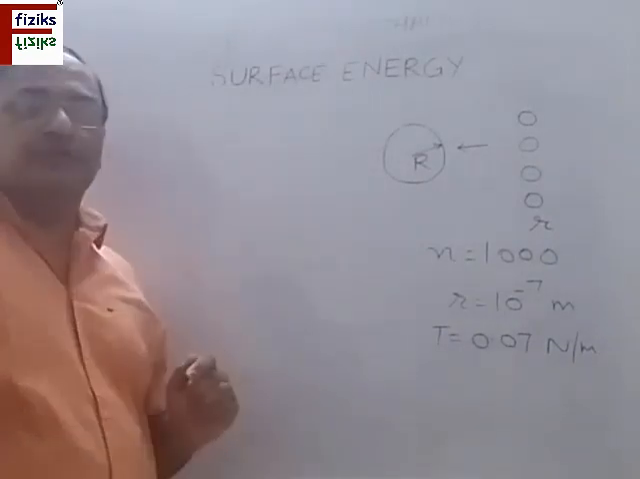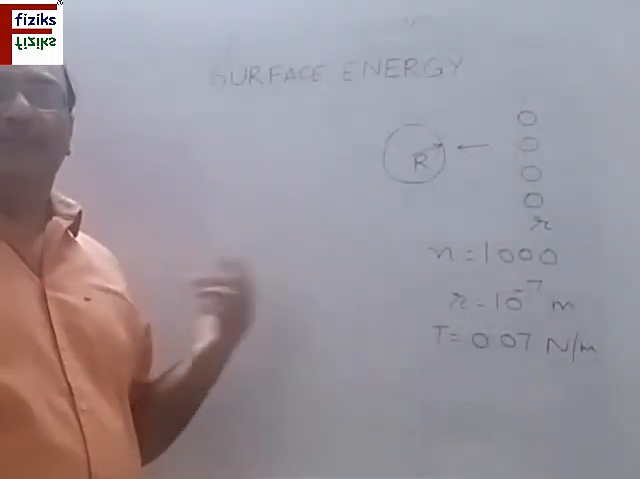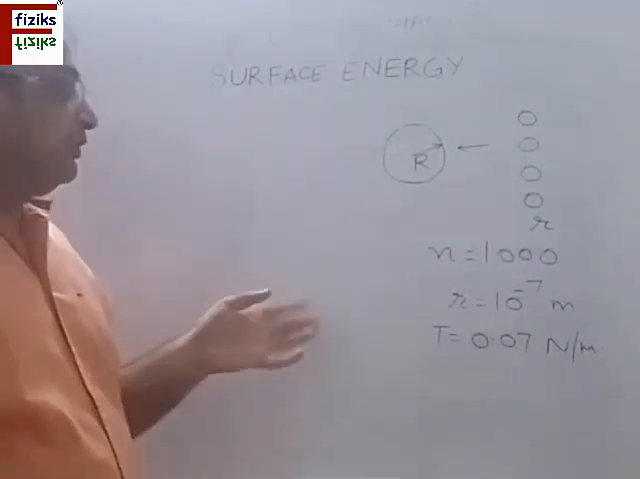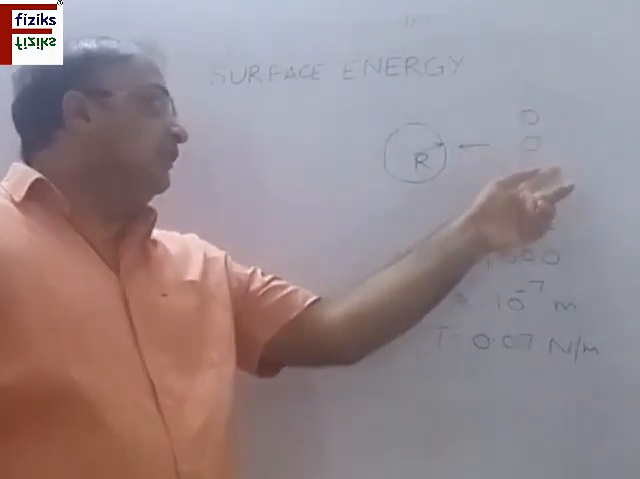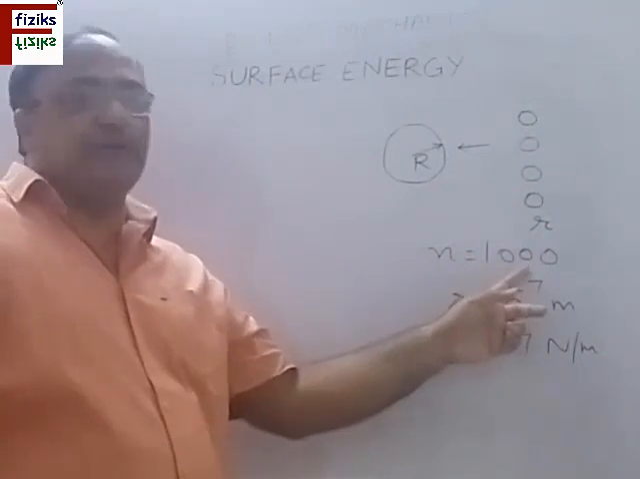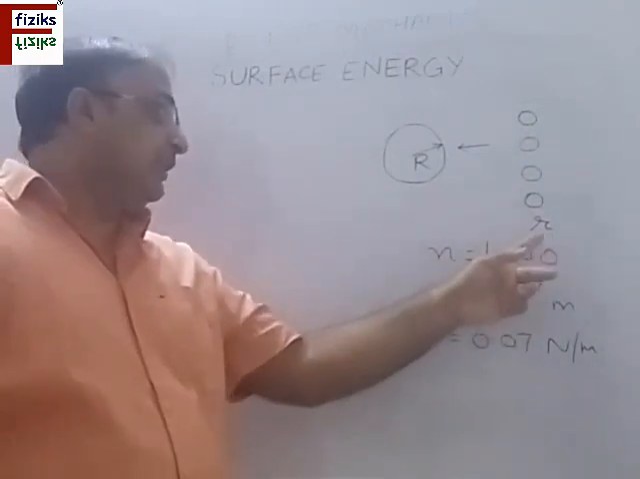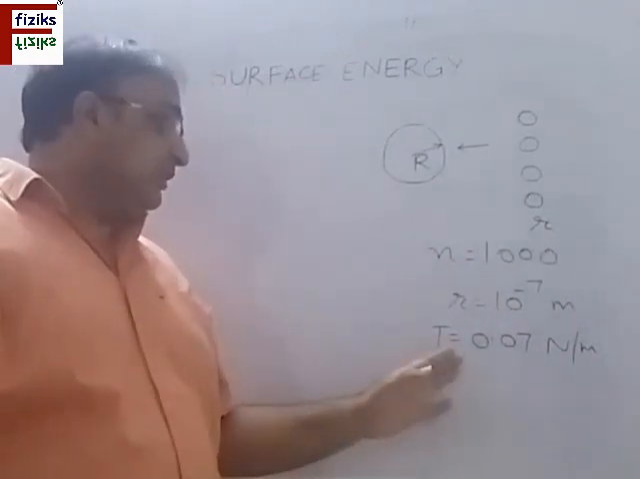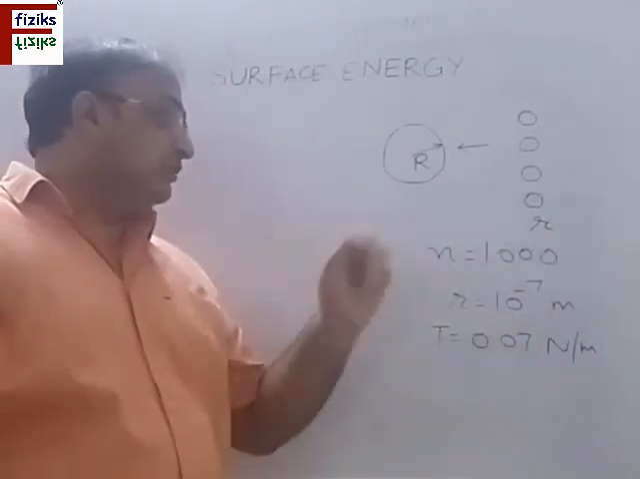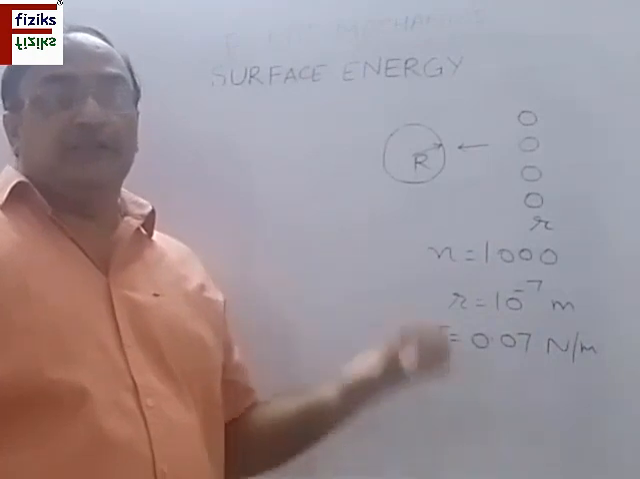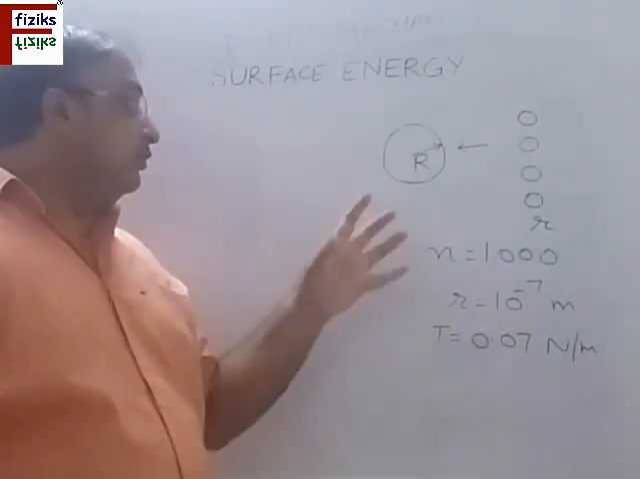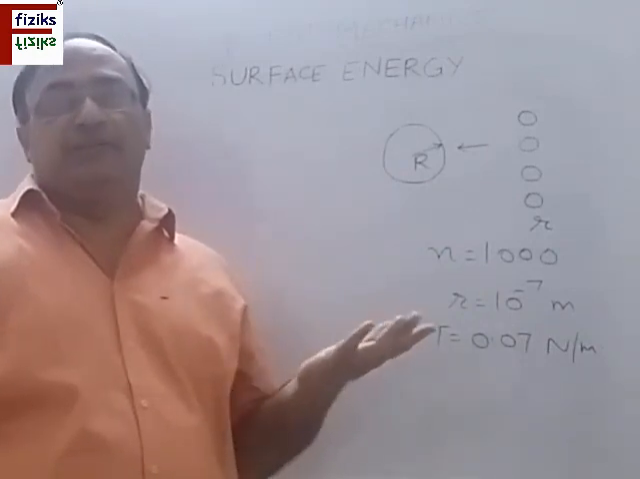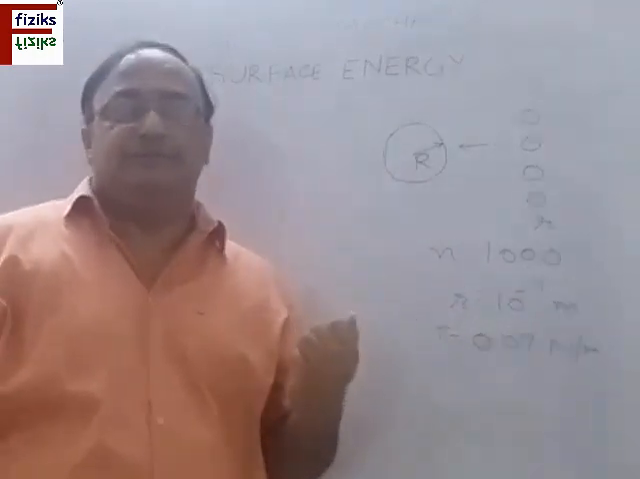Now let us solve a question related to the surface energy, what we discussed previously. We have droplets of water. These are n equal to 1000 droplets of water, each having a radius r equal to 10 to the power minus 7 meter. The surface tension of water is 0.07 Newton per meter. These droplets combine to form a larger, single droplet. So you have to find what is the energy released when these are combining.